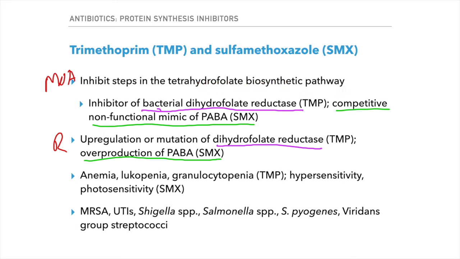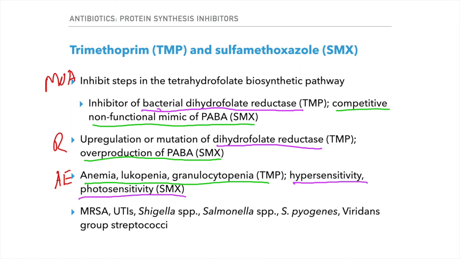The adverse effects for trimethoprim and sulfamethoxazole are listed here. You can see here that there are several adverse effects for trimethoprim, and these include anemia, leukopenia, and granulocytopenia. Now, these adverse effects with trimethoprim are due to trimethoprim's off-target antifolate effects and can actually be overcome in a patient with co-administration of leucovorin. Adverse effects for sulfamethoxazole include hypersensitivity reactions as well as photosensitivity.